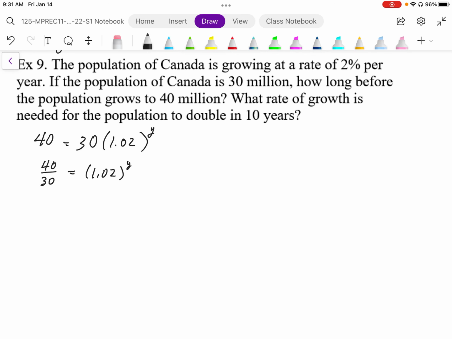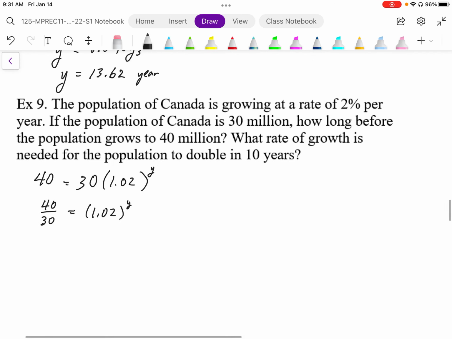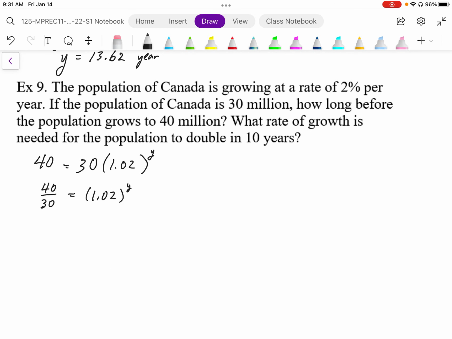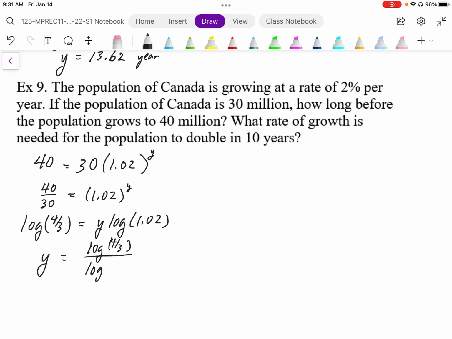Now we can log both sides and use the power rule. In the last example, I converted it to a log. This time I can do the same thing, but I'm going to just log both sides of the equation. So I'm going to get log of 3 over 4, and I get y log 1.02. So I brought the exponent to the front, and then I want to solve for that y, so I end up with log of 4 over 3 divided by log of 1.02.